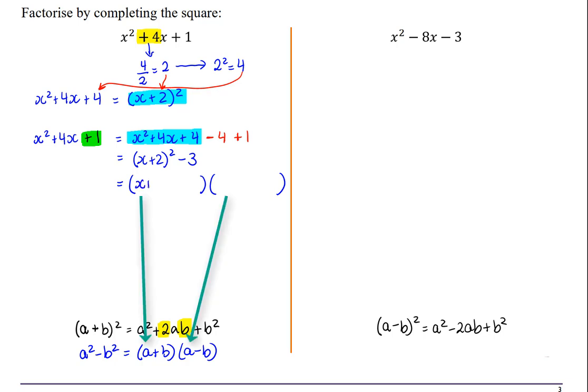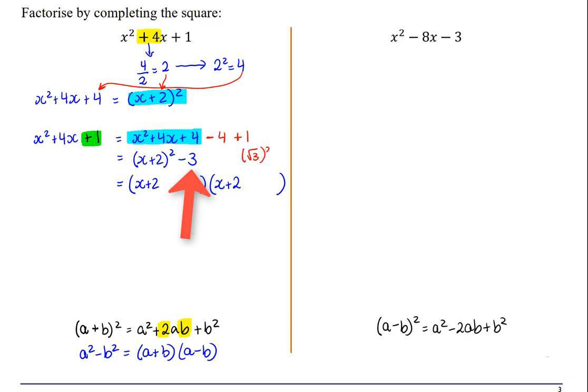So my x plus 2 is my a, if I want to think of the formula. And then the b is the square root of 3, remembering that the square root of 3 all squared is 3. So I have plus the square root of 3 minus the square root of 3. And that is now factorised.